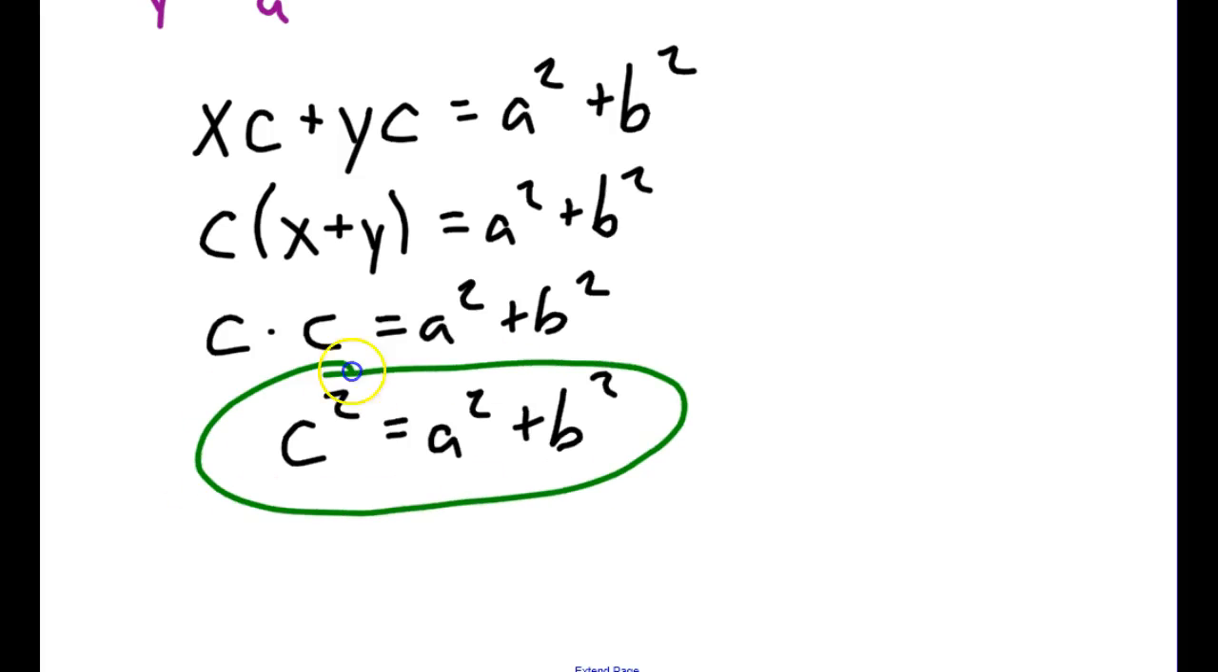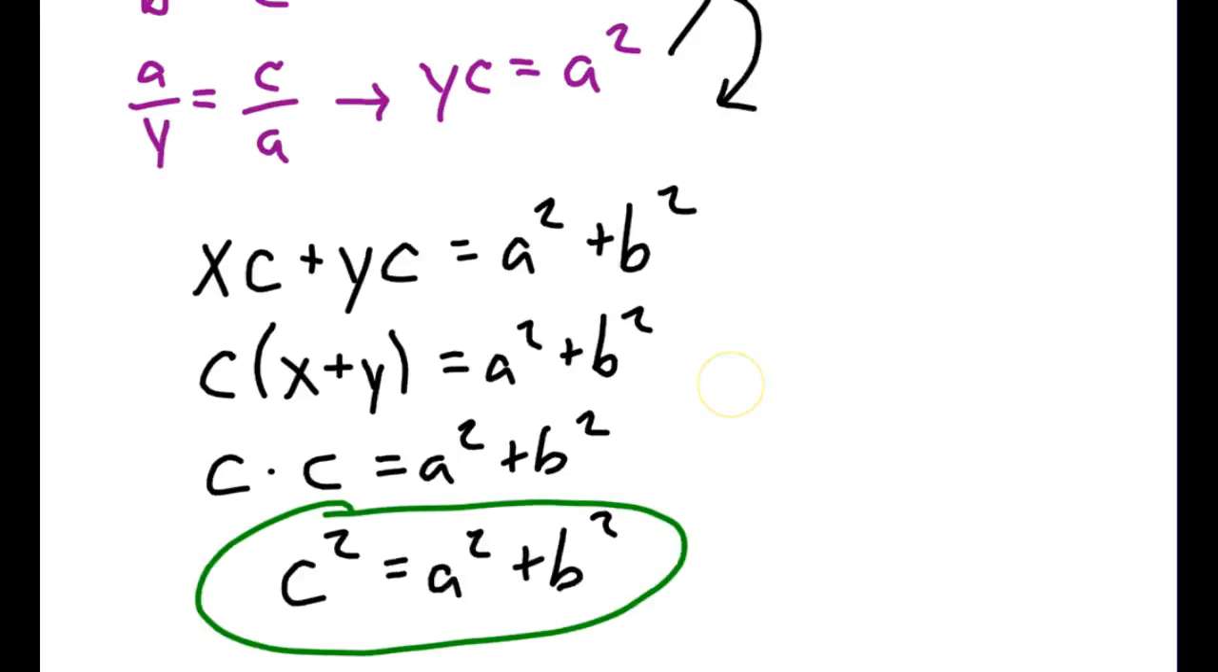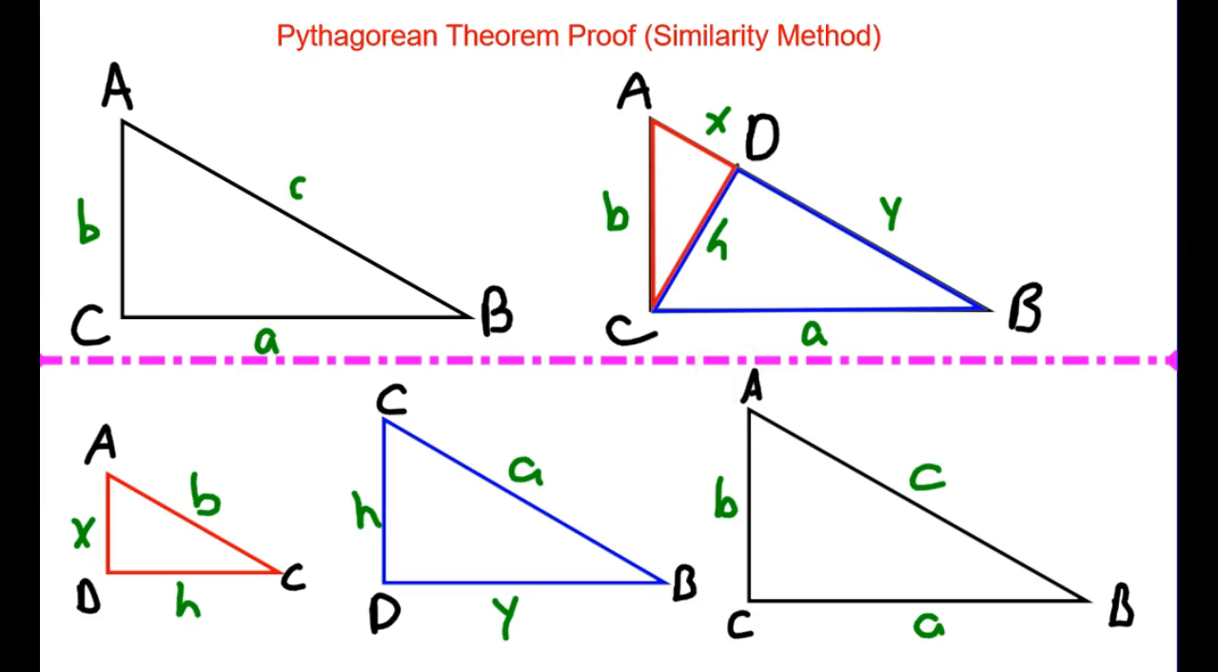is the Pythagorean theorem. So using similar right triangles, we can use ideas of proportion, similarity statements, and simplify to come up with the Pythagorean theorem.